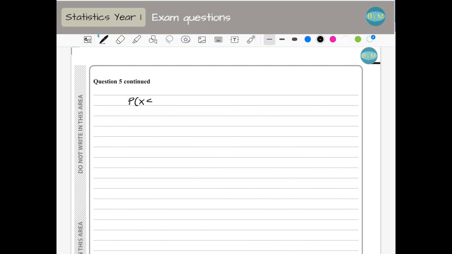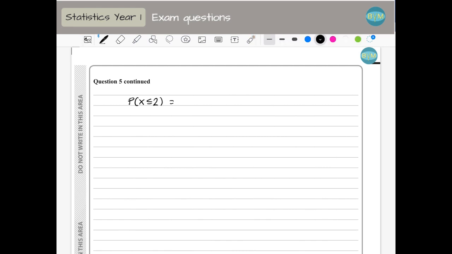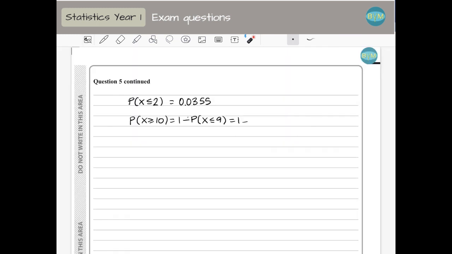Yeah, so we are going to find that probability of x being smaller or equal than 2. In the table, we found out that it was this one, 0.0355, and the probability of x being greater or equal than 10 is 1 minus probability of x being smaller or equal than 9, so it's 1 minus this value here, 0.9520, and this is 0.048. Yeah, both of them are smaller than 0.05.